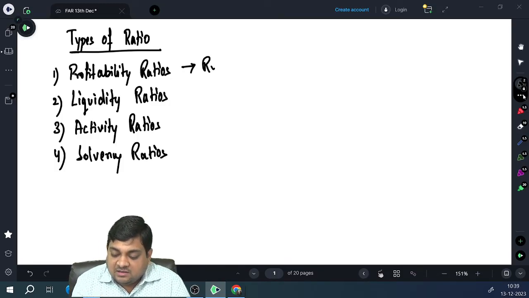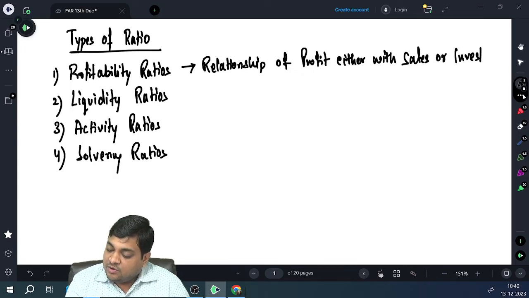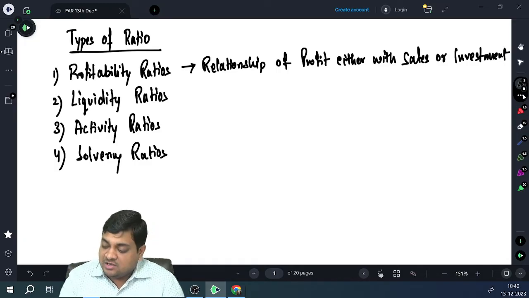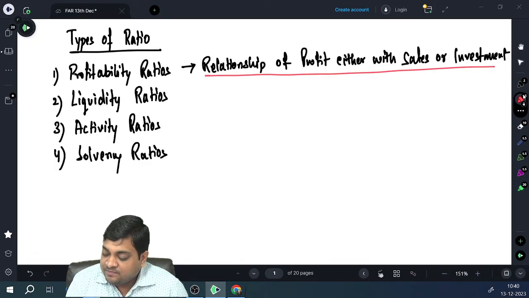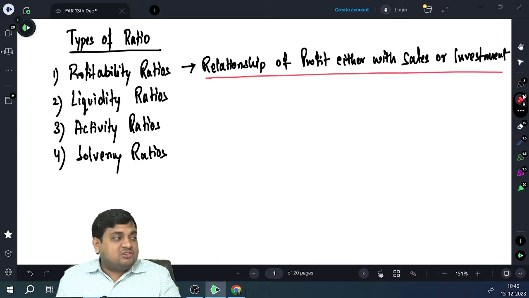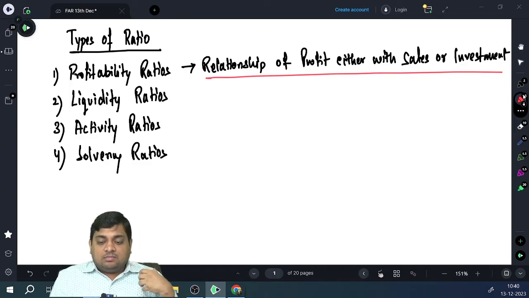Basically this is the relationship of profit either with sales or your capital investment. Either you need to express ratios in relation to sales, or you are going to express profit in relation to investment, right? So profitability ratio is basically profit relation with sales or profit relation with investment.